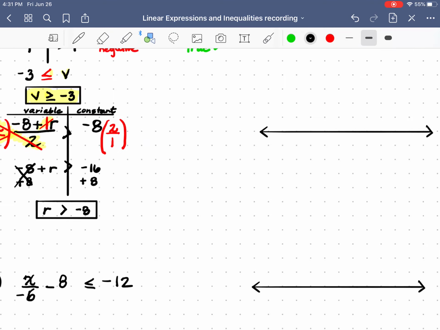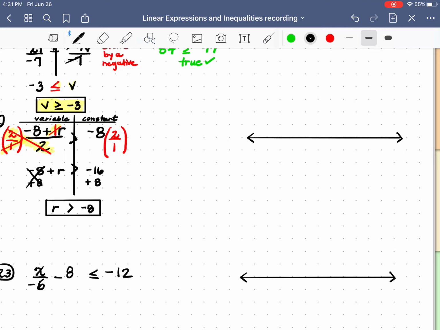So in my graph, I have an open interval starting at negative 8. It's an open interval, so you don't color the circle. You shade to the right, greater than negative 8. So the solution to this one has to be more than negative 8. Negative 8 is not an option. It could be negative 7. It could be negative 1. It could be 0. It could be anything up the number line that I can't see.